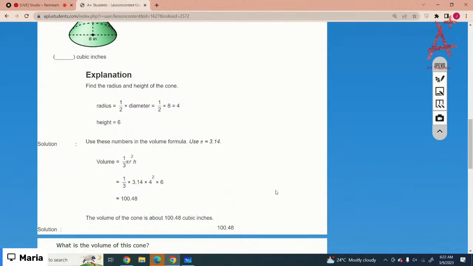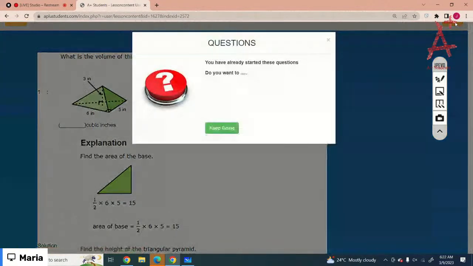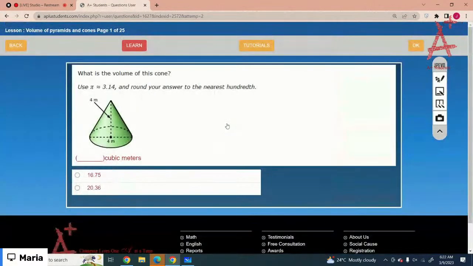Let's start with the first test question. Okay, the first one is what is the volume of the cone? You are given the cone, you have to calculate the volume of the cone. So how to calculate the volume of the cone? You are given the diameter, that is 4, and the height, that is 4. Got it?